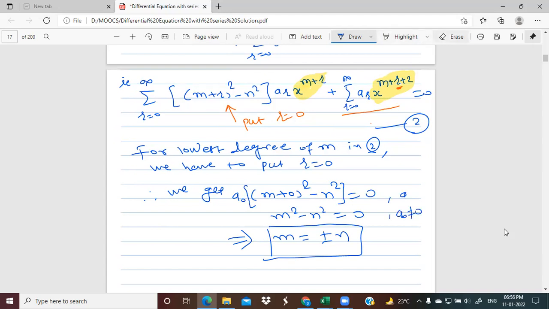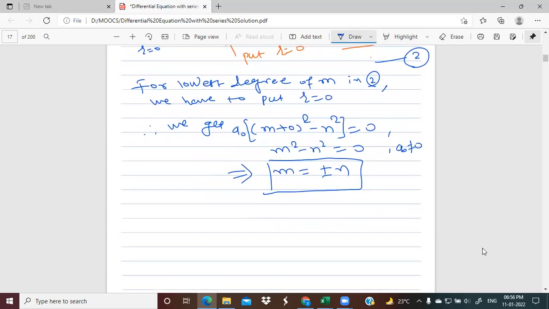This is our first element. We are taking this, so A0 is not equal to 0. Then this coefficient should be 0, and hence we are getting M equal. These are the two values for this term. And after that, what will I do?